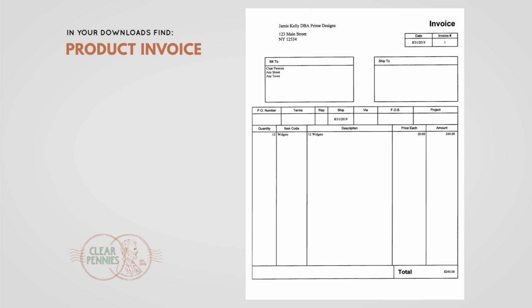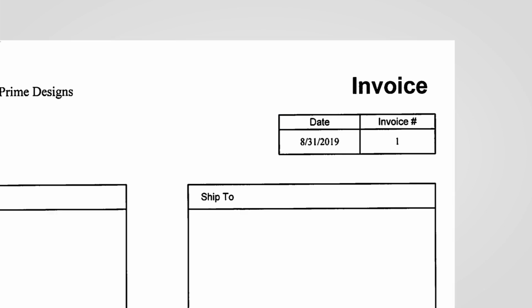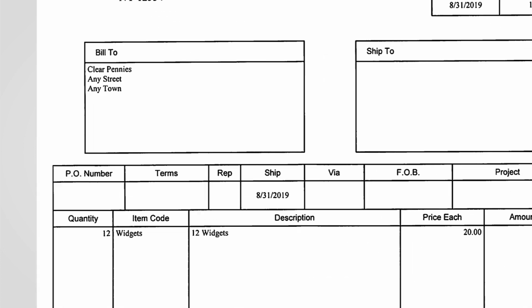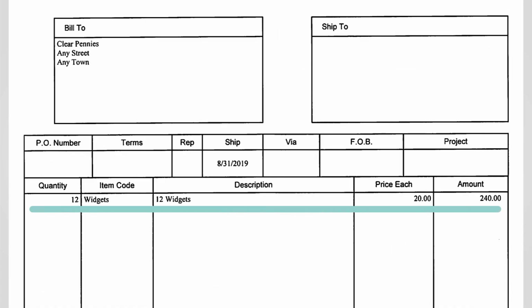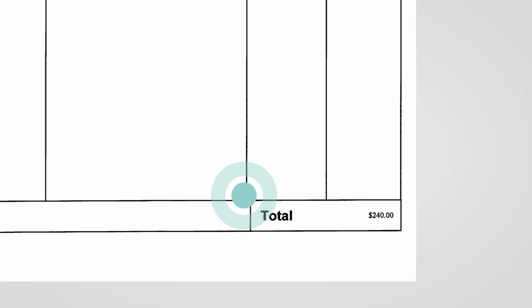But here is an example of what should be on an invoice. The date you sold the product. Who did you sell it to? Oh, Jamie Kelly here sold it to Clear Pennies. What did they sell? A quantity of 12 widgets, sold at $20 each. $240 Jamie made. Awesome! And that is your product invoice.